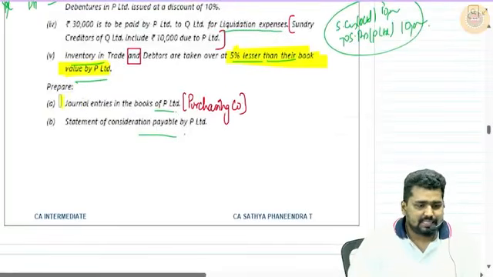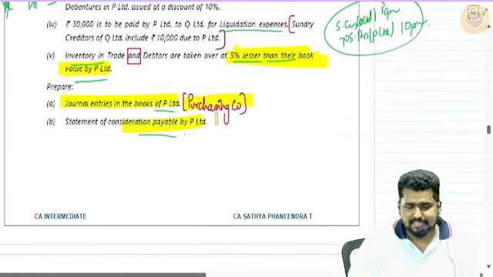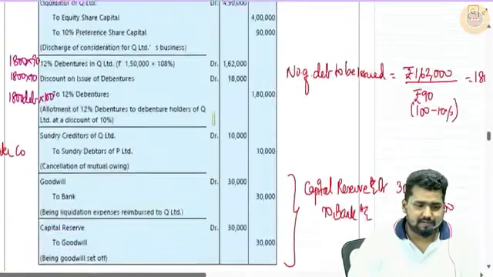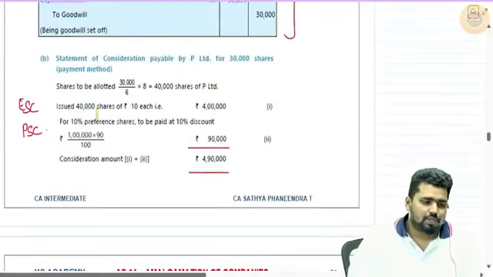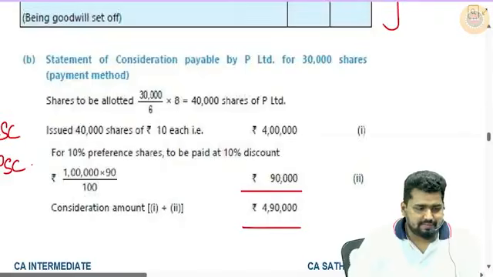Correct? Pass the journal entry in the books of the purchasing company. What is PC? Let's calculate PC first, then we will come back to the journal entries. Clear? So what are we paying? We are giving to equity shareholders also, and we are giving to preference shareholders also.